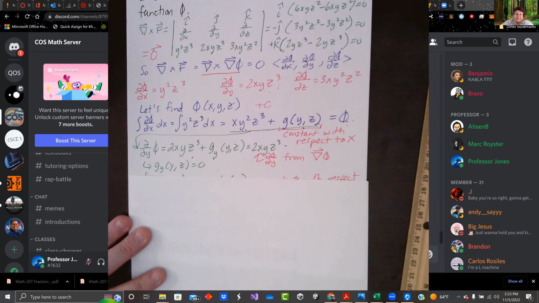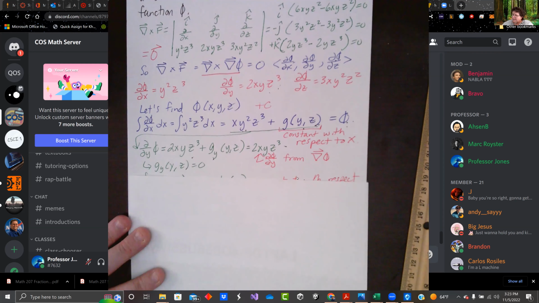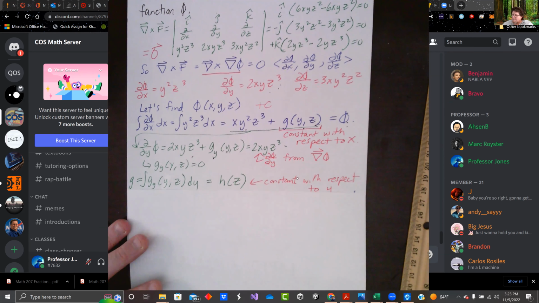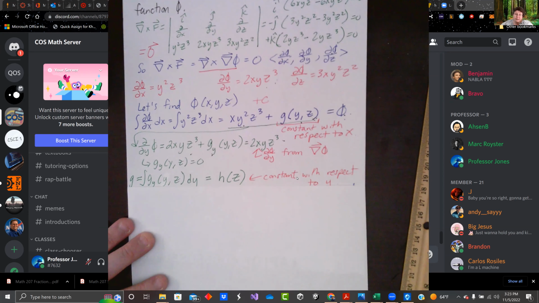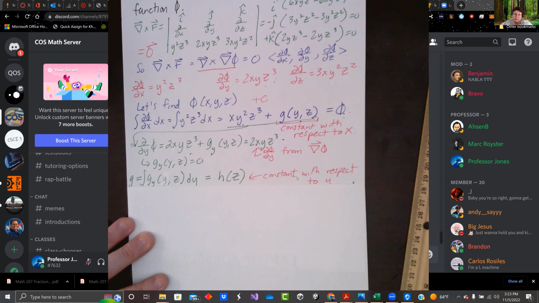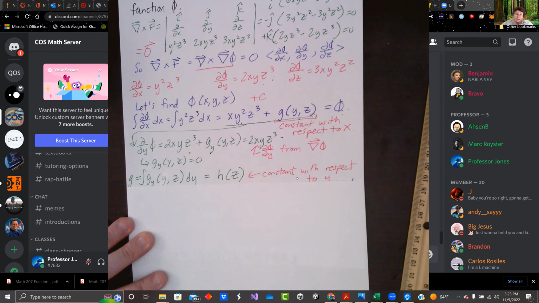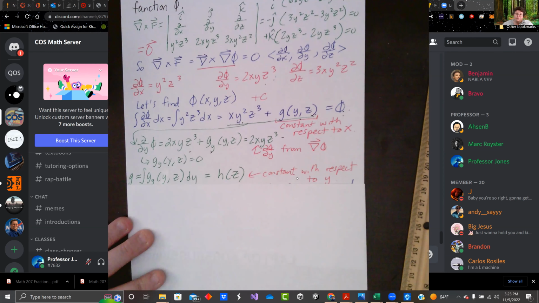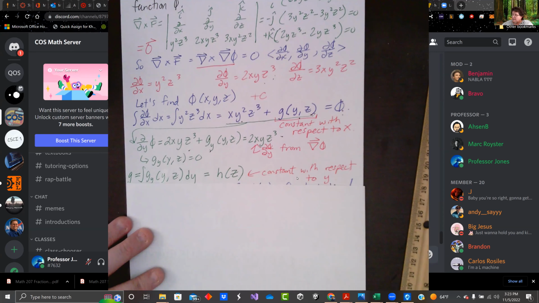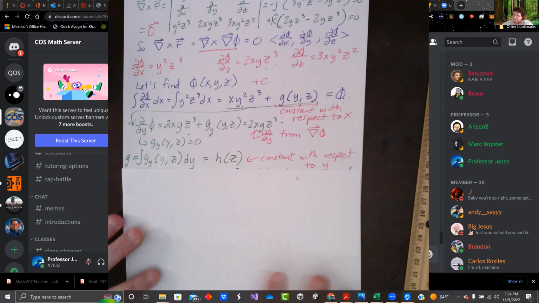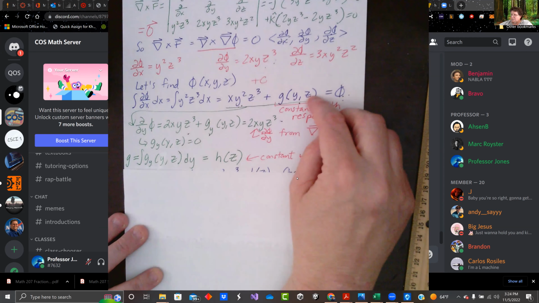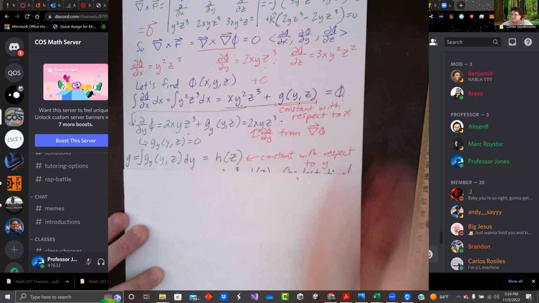When we integrate a function that is 0, we normally get a constant. But when we integrate this, the constant might still have a z in it. It might have just been z squared, and so the derivative with respect to y goes to 0. So we're going to say g of y, z is actually just h of z, which is a constant with respect to y. Just like we did up here, we had g of y, z. Now we have h of z.